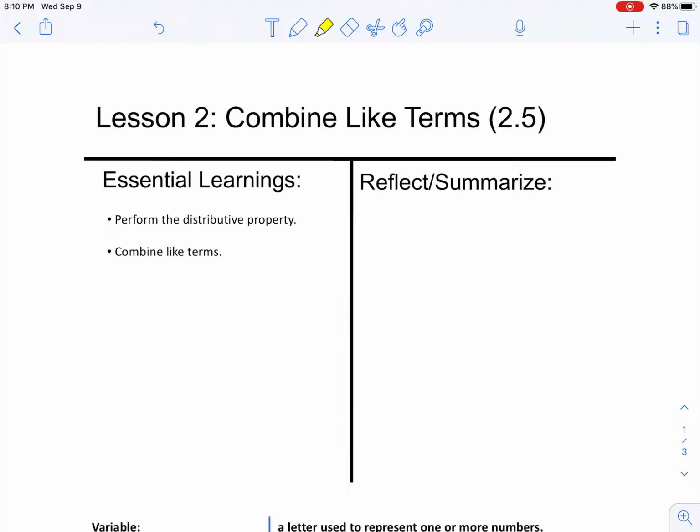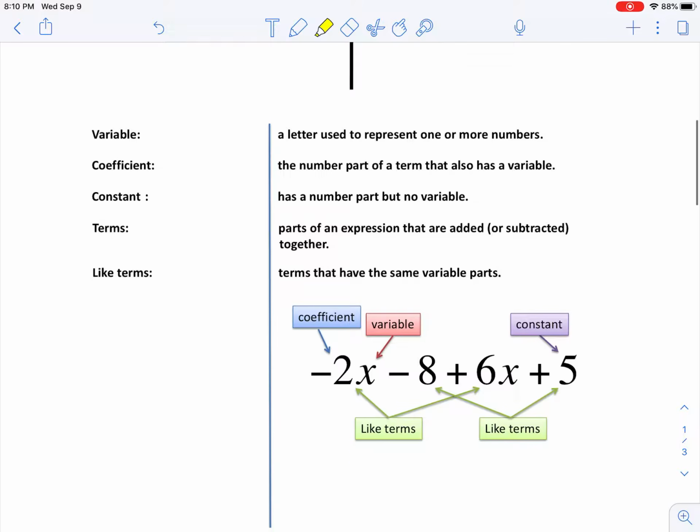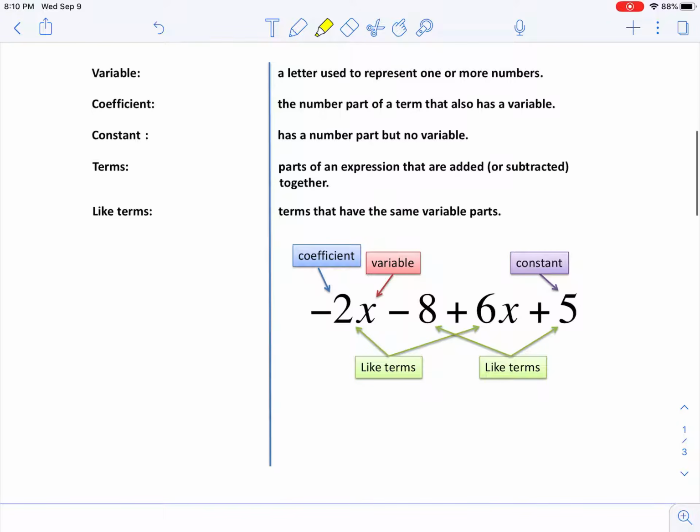Today we're looking at Lesson 2, Combining Like Terms. If you look at our essential learnings, they are to perform the distributive property and combine like terms. Before we get going, we need to go over some vocabulary. The first vocabulary word is a variable.